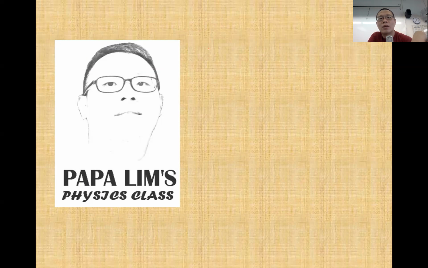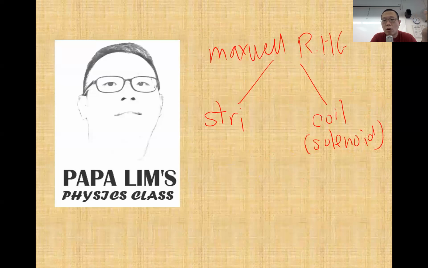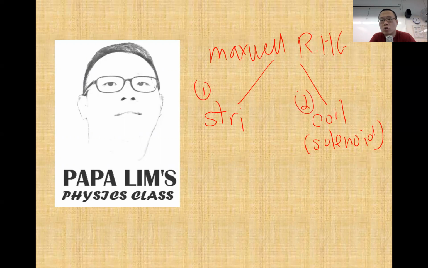Here are the things to highlight. Remember that we have two versions of the Maxwell right hand grip rule. There's one version for a straight line cable, and there's a version for coils, or sometimes we call these solenoids. Students, you have to be careful about what you are using, whether it's a cable or a coil. If you need to use Maxwell's rule, you must know which version you are using, version 1 or version 2.